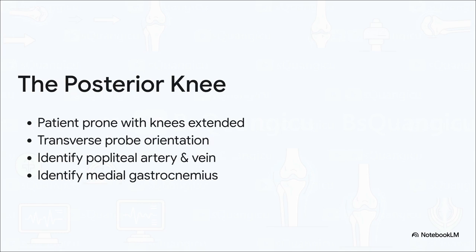Finally, we hit step 6, the posterior knee. You'll need the patient to flip over to a prone position with their leg fully extended. Change your probe orientation to transverse, keeping the indicator pointing to the patient's left. Deep down in the popliteal fossa, right beneath the medial gastrocnemius muscle, you are hunting for the totally anechoic circular popliteal artery and that highly compressible popliteal vein right beside it.